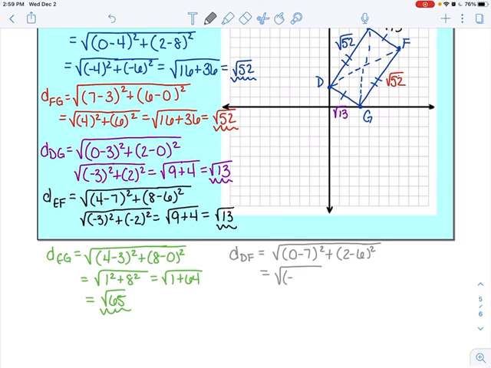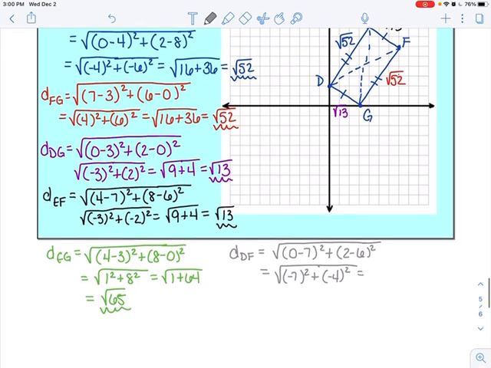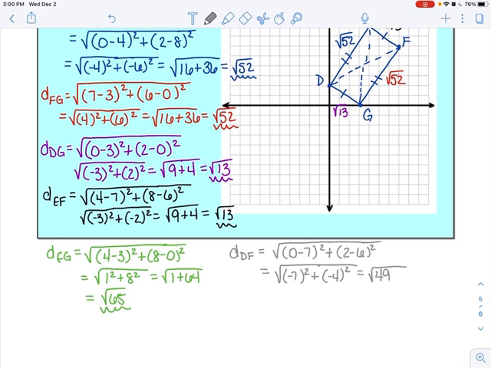0 minus 7 is negative 7, so I'll have negative 7 squared. And 2 minus 6 is negative 4, so we'll have negative 4 squared. Negative 7 squared is a positive 49, and negative 4 squared is a positive 16, and 49 plus 16 equals 65. So your other diagonal is the square root of 65. So after all of that tedious work, you've now shown that this is a rectangle. Why? Because both pairs of opposite sides are congruent and the diagonals are congruent.